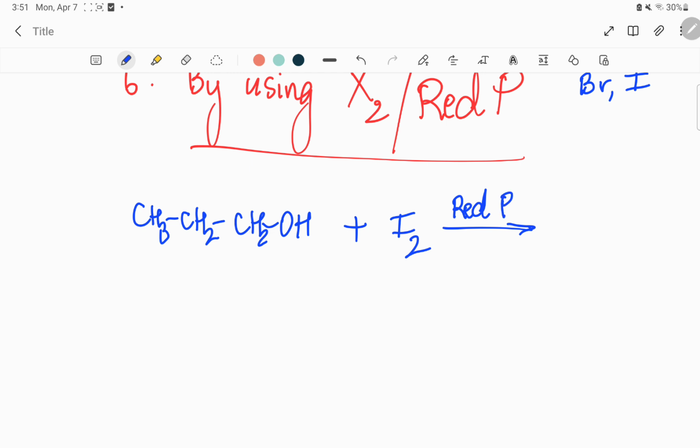Phosphorus exists in two forms. One is the red phosphorus and the other one is the white phosphorus. But here we specifically need to use red phosphorus. And what will happen is you will be getting CH3, CH2, CH2I, that is iodopropane, and this is our main product.